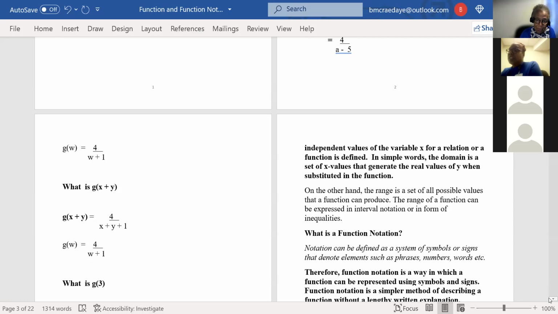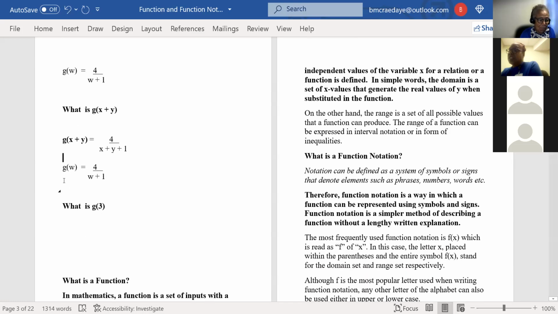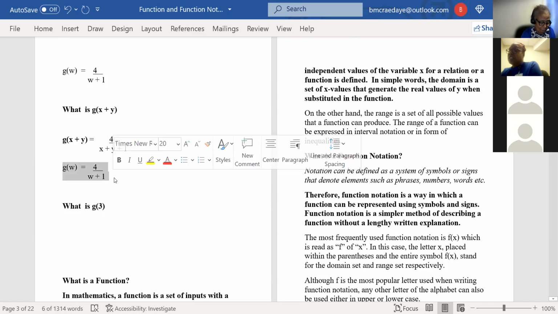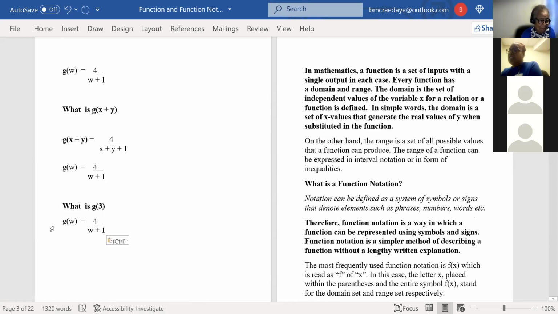So G of 3. What is G of 3? G of 3, let's just copy this over. And here you're coming out with just a number, because for the W, you're putting a 3. So you substitute the 3 for the W. And that's equal to what? 4 over 4, and 4 over 4 is equal to 1.